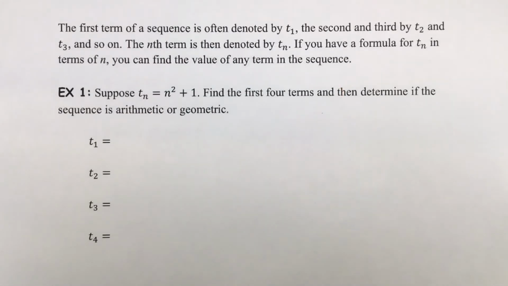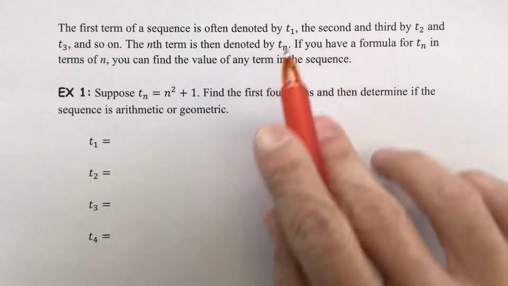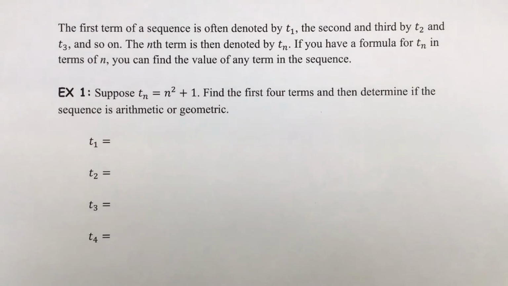Next, what we're going to do is talk about notation. The first term of a sequence is often denoted by T1. That would be T with a subscript of 1. That'll be your first term. The second and third term by T2 and T3 and so on.